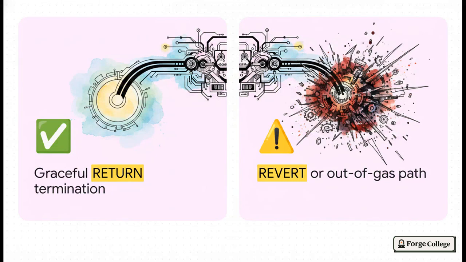But what happens when the engine hits a wall? Here, we're contrasting a successful, graceful return termination with the dreaded revert or out-of-gas exception path. Notice how these control flow error idioms drastically alter the termination path. When you're making your diagrams, you absolutely must distinguish a normal return from a revert because they represent two entirely different states of the EVM machinery.